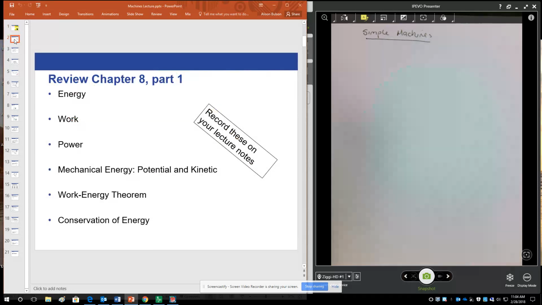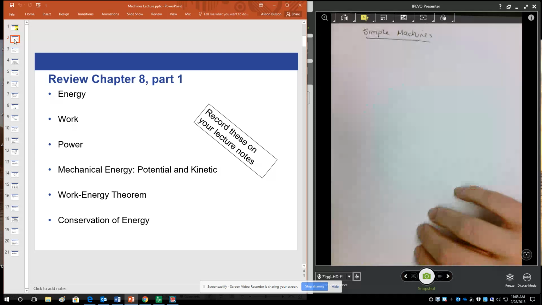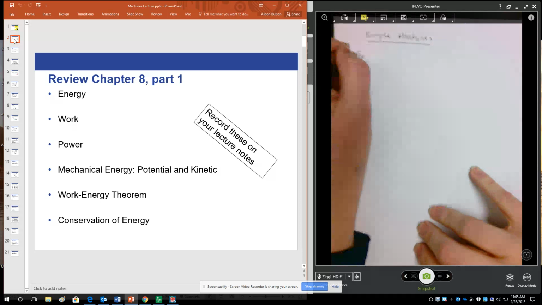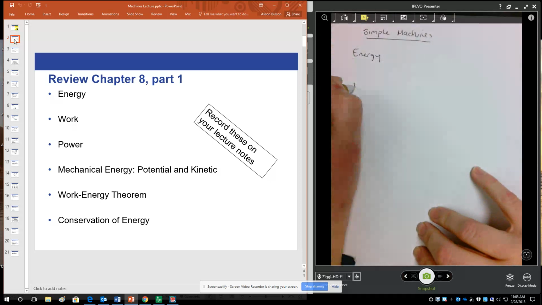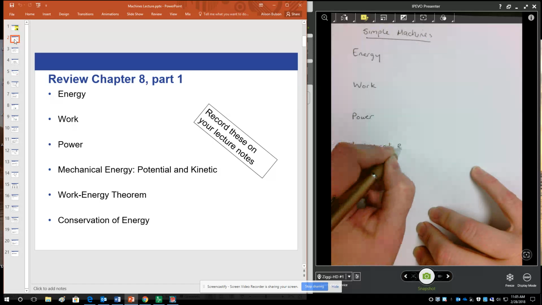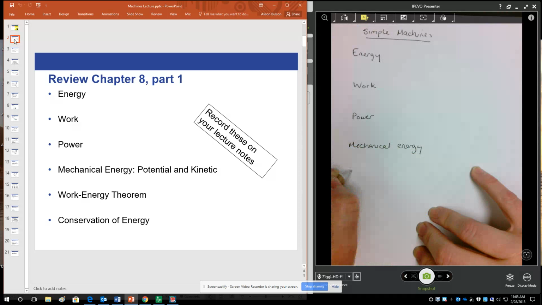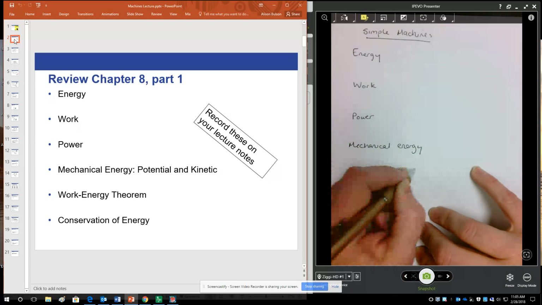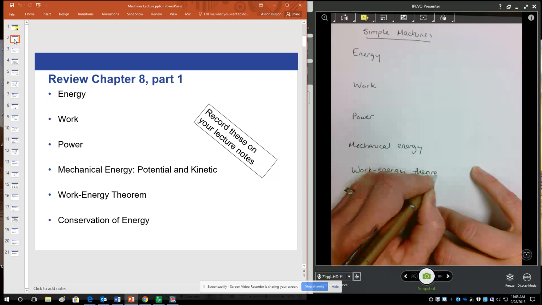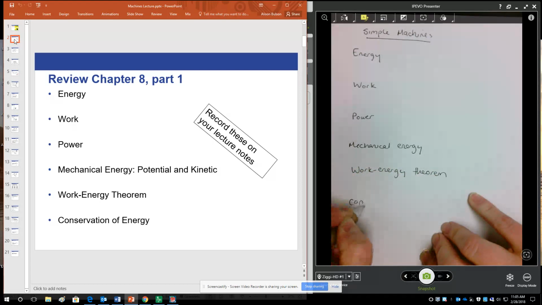Before we begin talking about simple machines, we need to review the basics of energy. We need to remember what is energy, what is work, what is power, what is mechanical energy, that's potential and kinetic, my mistake. What is the work energy theorem? And what does conservation of energy mean?